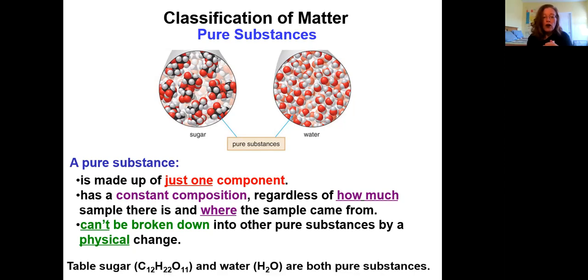Table sugar, 12 carbon atoms, 22 hydrogen atoms, 11 oxygen atoms, put together in a very certain way creates our sugar, and there will be no way of physically separating those pieces. They must be separated via chemical changes. So, sugar and water are both pure substances.